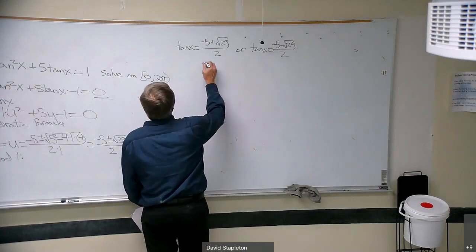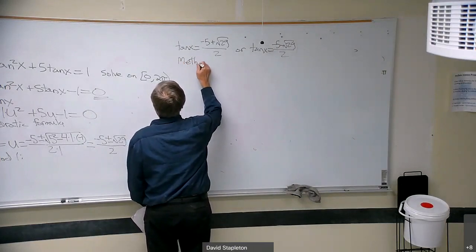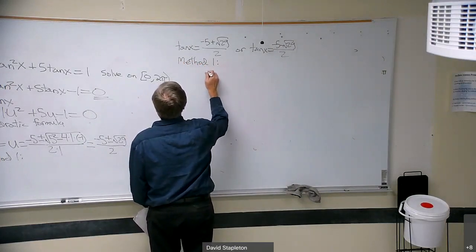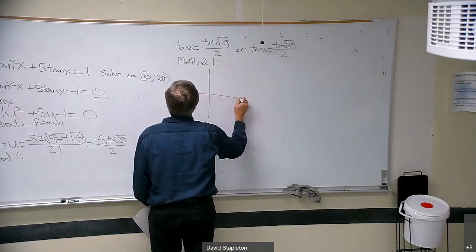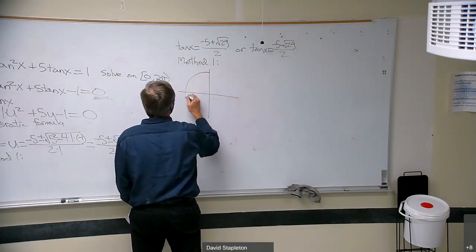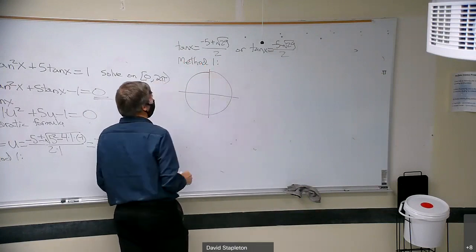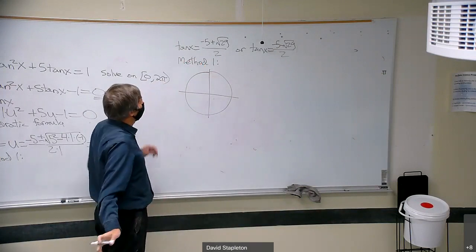Now, how about if I solve this one by method 1? Trig function equal a number. I'm going to go put it on the unit circle. I don't have to plot this real accurately, but I do have to plot it in the right quadrant.